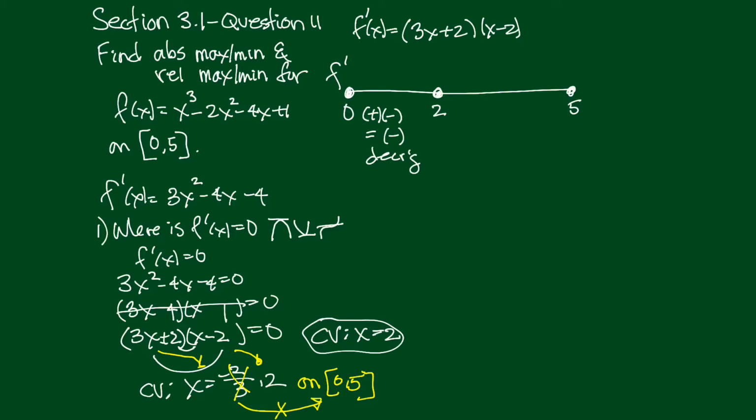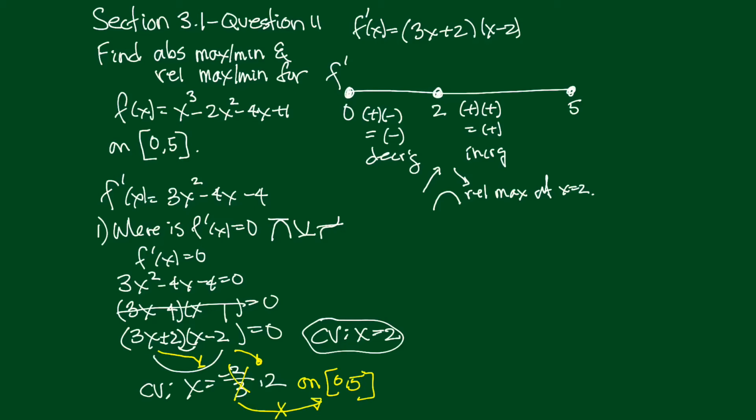And then let's move over here. If I pick any number in here, like 3, 9 plus 2 is 11. That's positive. And 3 minus 2 is 1. That's positive. Positive times positive is positive. So we have a function that is increasing here. So the function is going up, and it's going down, and it's smooth. So it must do this. So we're going to get a relative maximum here. So I know I have a relative max at x equals 2.